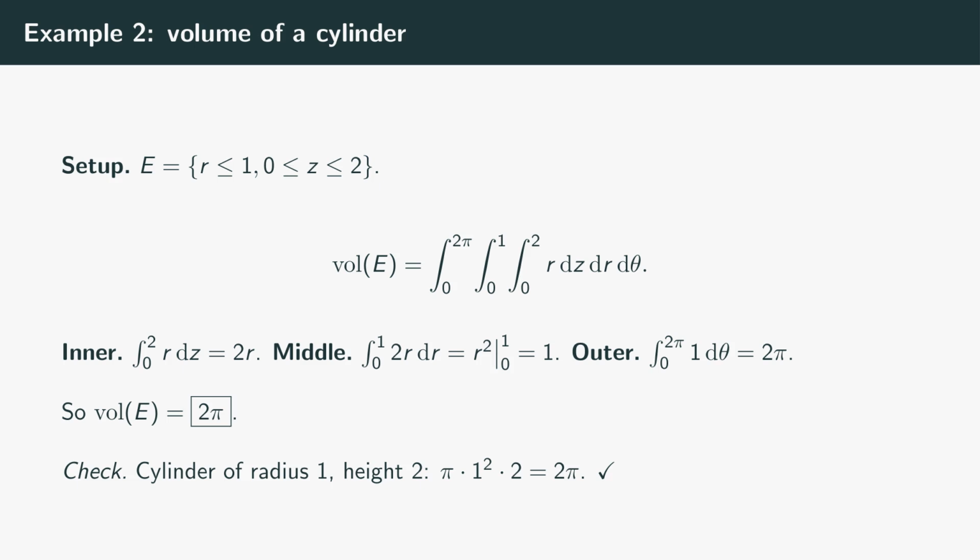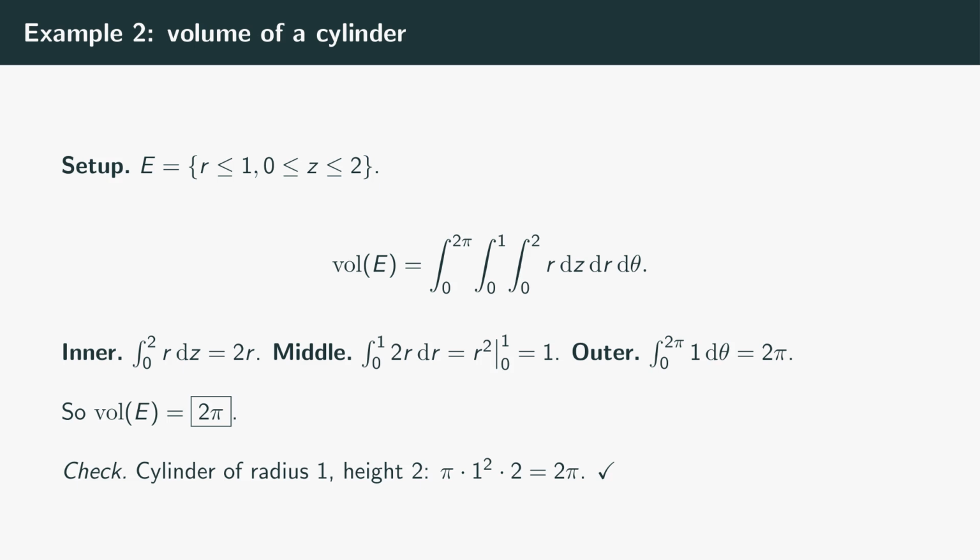Inner integral over z from 0 to 2: the integral from 0 to 2 of r dz equals 2r. Middle integral over r from 0 to 1: the integral from 0 to 1 of 2r dr equals r squared evaluated at 1, which equals 1. Outer integral over theta from 0 to 2 pi: the integral from 0 to 2 pi of 1 d theta equals 2 pi. Total volume 2 pi.